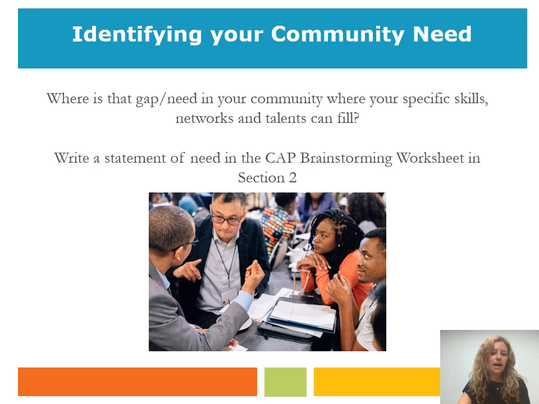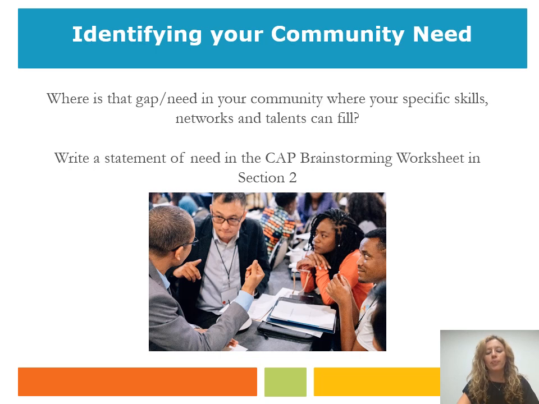So keep in mind that all of our communities have many, many needs and many gaps, right? But you want to make sure you're focusing in on what you care most about and what you feel that through your community action project you can have an impact on.